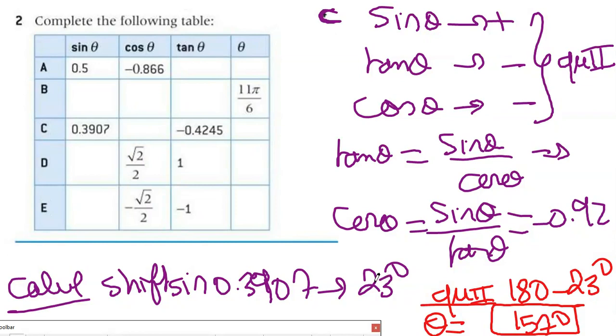But is it the real angle that I need? No, I need an angle that lies in quadrant 2. So quadrant 2, it means what? If this is 23 degrees, what is the angle related to 23 degrees that has the same sine and opposite cosine? It's pi minus alpha. It's 180 minus 23, so it gives me 157 degrees.